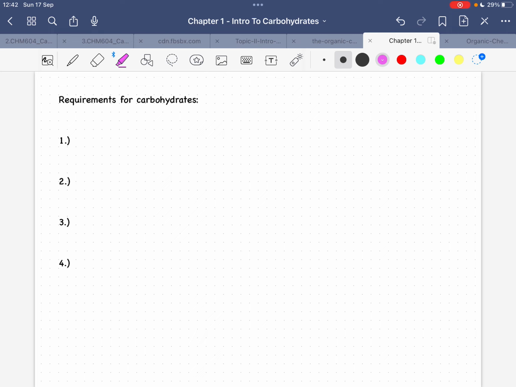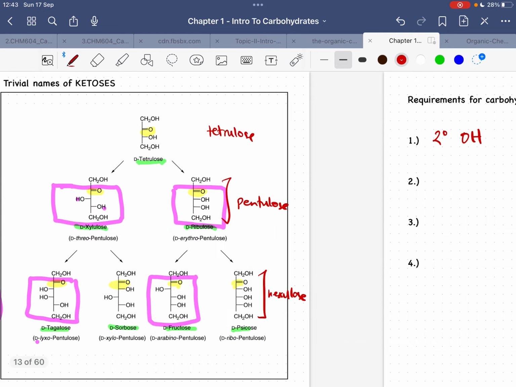So far, I have discussed the structures of aldoses and ketoses. So this brings us to a summary of the requirements for carbohydrates. How would you know that a molecule can be considered a carbohydrate? So how do you do it? How do you categorize them as a carbohydrate? Number one requirement for a molecule to be a carbohydrate is that it must have a secondary alcohol. Okay? Of course, like this.